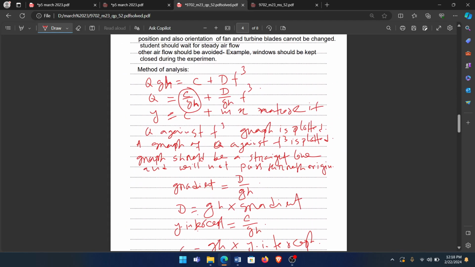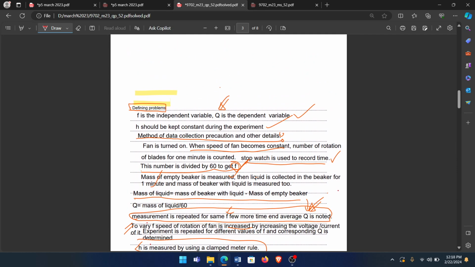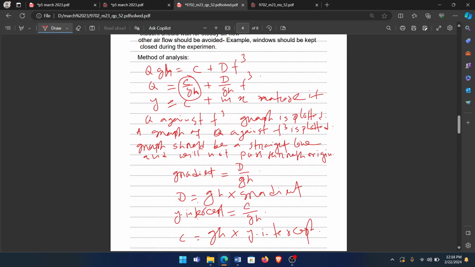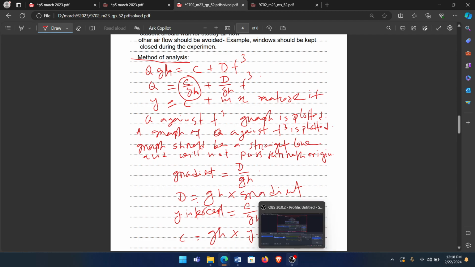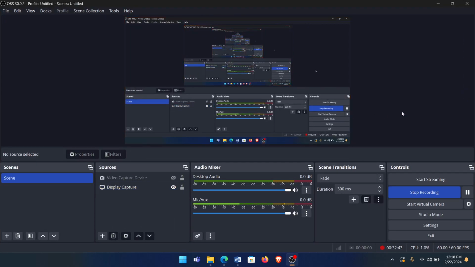Okay. I added all additional details, procedure and precautions in other parts. If you want, you can add additional details after the method of analysis, right? And that's the end of this question 1. Okay, we shall discuss question 2 later on. Thank you all.